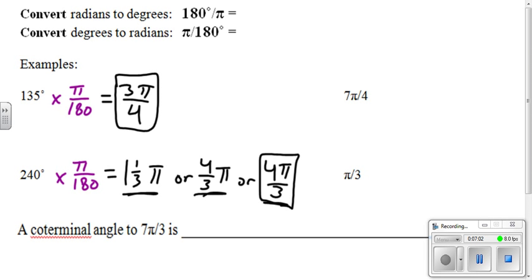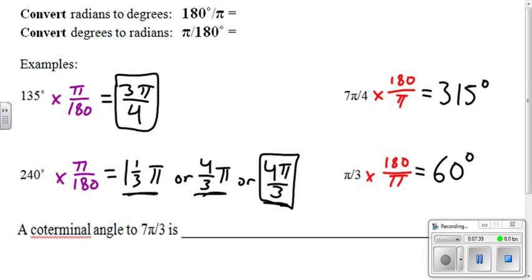If we wanted to go, in these cases, from our radians to our degrees, we'd have to multiply by 180 over pi. I'll get our conversion factor ready on this one. So 7 pi over 4 times 180 over pi. If you need a calculator, that's fine. This one's going to come out to 315. This one, the pi over 3, or 1/3 pi, times our 180 over pi comes out to 60 degrees.